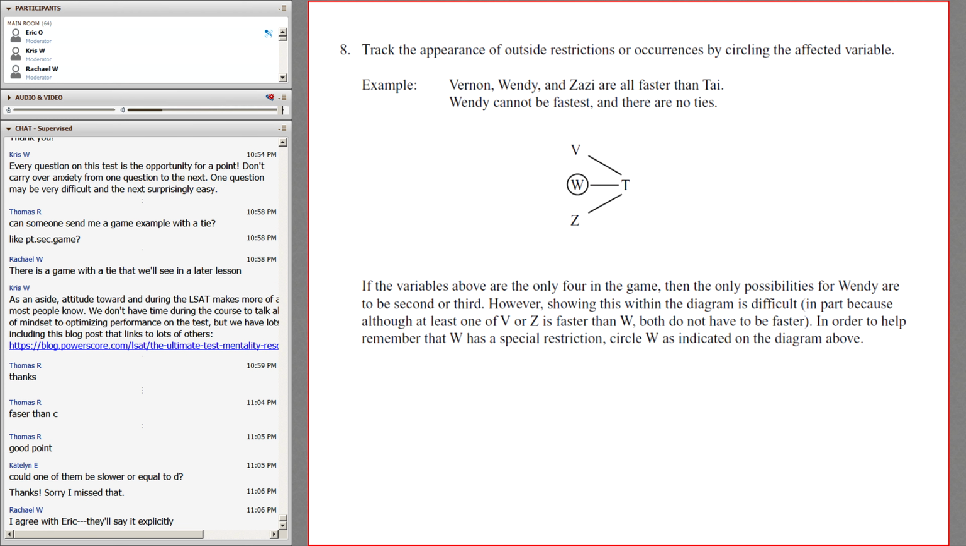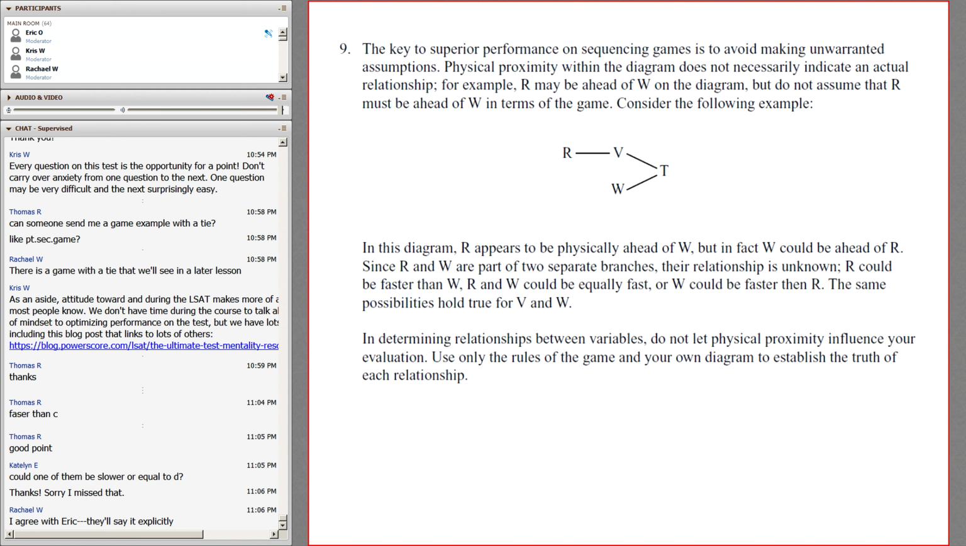The last two are pretty quick. Number 8, you usually are just going to see a collection of sequencing rules in these games, guys, but every now and again they'll throw in this other rule that may not be sequencing, something like Wendy can't be fastest. Just toss that in. Well, one way to deal with that is to just circle Wendy as kind of a special variable within the game, that it has this outside restriction, almost like tying a little string around your finger, don't forget. But usually you're not going to see more than 1 or 2 variables that have that, so that's just kind of a quick way to remember.